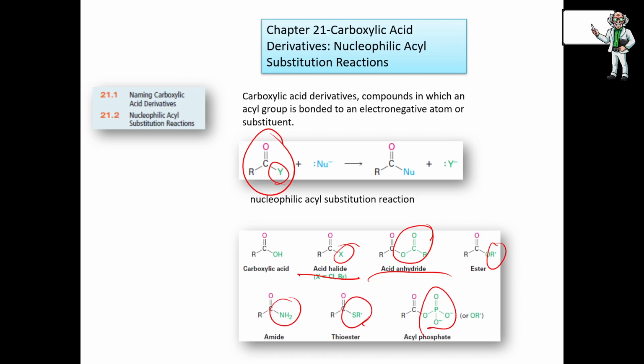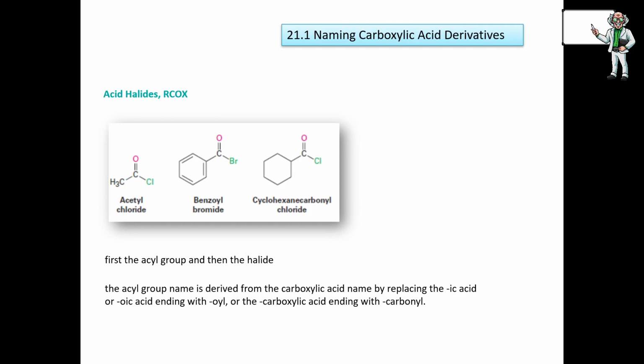Okay, that means that there are a lot of different carboxylic acid derivatives. We will only talk about the most important. One of the most important is the acid halide, as you can see here. Okay, how do we name this compound?